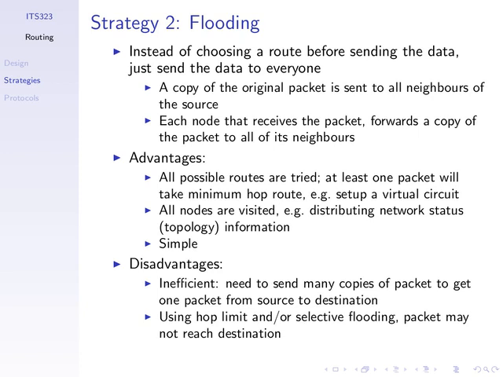So what we do, if we have one piece of data to send, a copy of that original packet is sent to all neighbour nodes. The neighbour nodes are the nodes which are directly attached to that source node. When a neighbour node receives a copy, it forwards a copy of that packet to all of its neighbours. And when they receive a copy, they send to all of their neighbours, and so on.